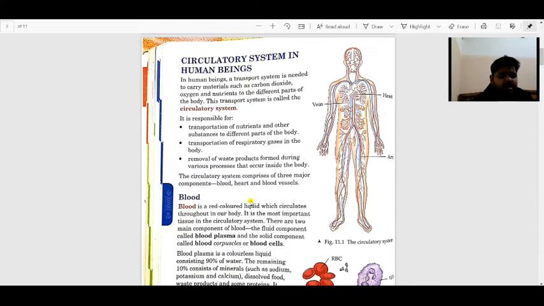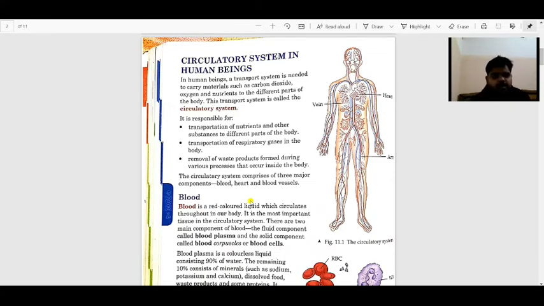Apart from that, when digestion occurs, after that we have a phenomenon called absorption. After absorption, the simple nutrients should be transported to each and every cell of the body. So in humans, this entire system is called the circulatory system, because that is what performs the function of these things. So what exactly is it doing?